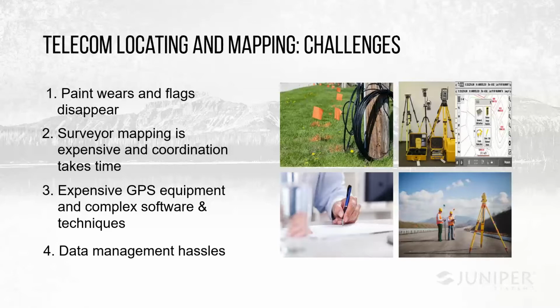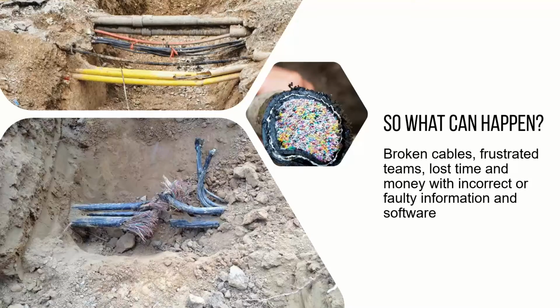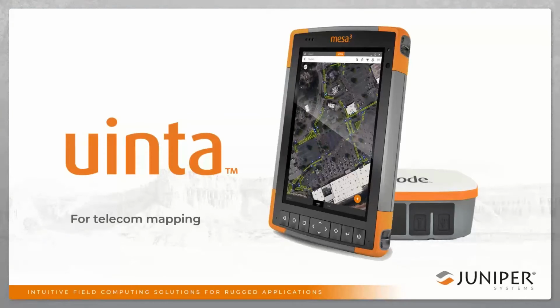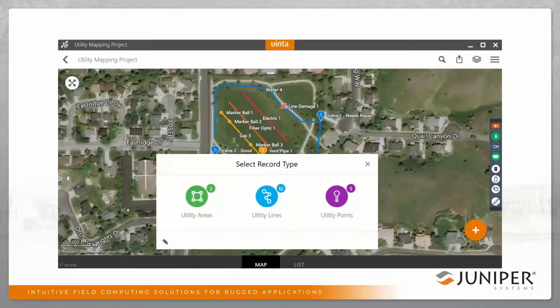And with the Uinta mapping software, these challenges can all go away, and your mapping experience and your telecom mapping can be a lot quicker and a lot more efficient. So when you have some of these problems, and if you're not using a mapping software, it can lead to problems like broken cables, lost time, lost money, and faulty information. So with the Uinta for telecom mapping, we're going to go through and show how that can help make the process a lot better.